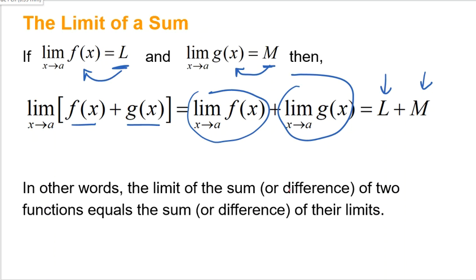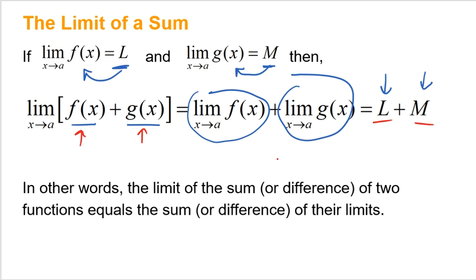So the limit of the sum or difference of two functions equals the sum of their limits. So if you're trying to find the limit of something plus something else, all you got to do is find the individual limit, find the limit as we approach f, find the limit for g, and add those two limits together, and that is your answer.